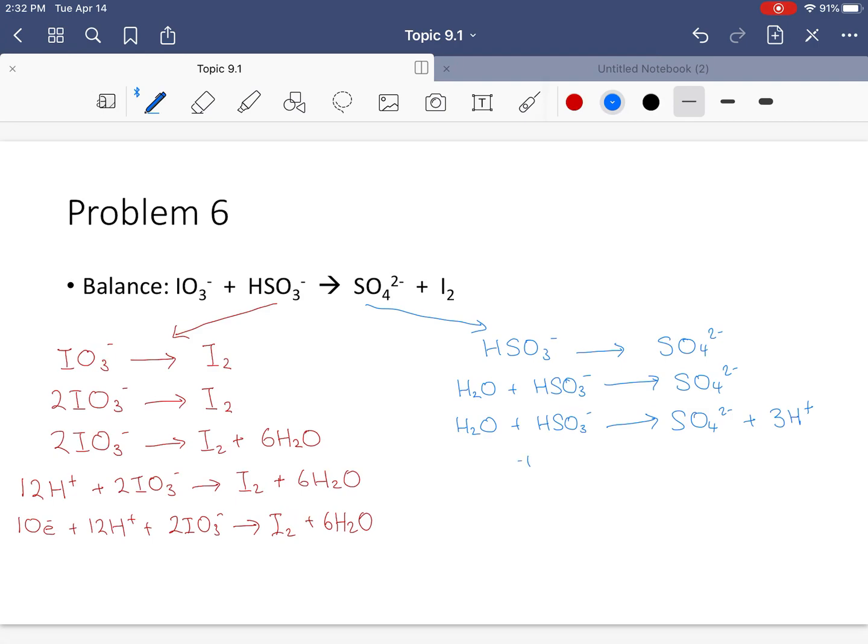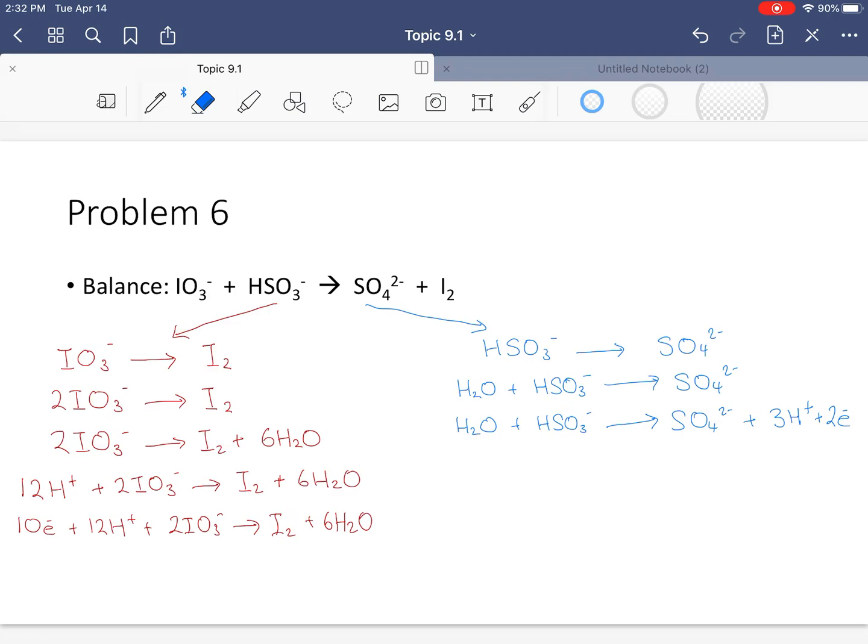So, charge time. Overall, there's -1 charge on the left, and overall there is +1 on the right. To make sure that the 2 charges are equal, we're going to add 2 electrons to the right to make sure that they're both -1. So that's what we're going to do. Add 2 electrons to the right side. Okay, so we're done with the 2 half equations.